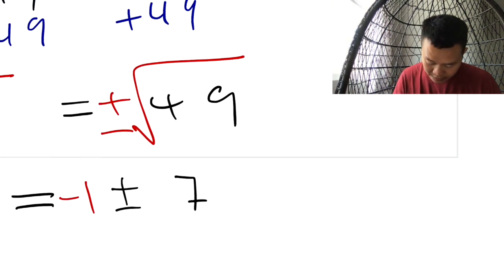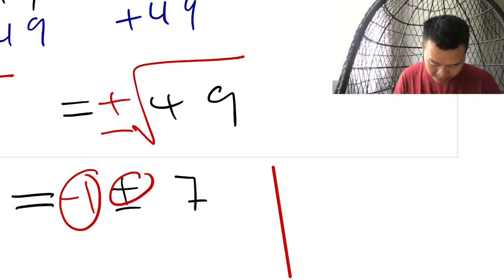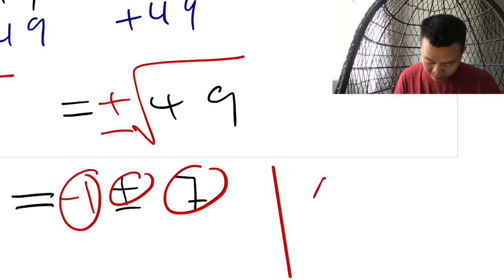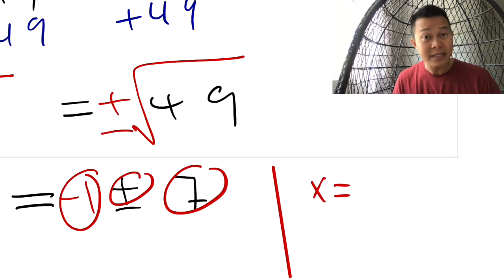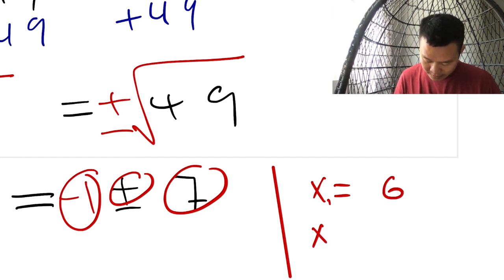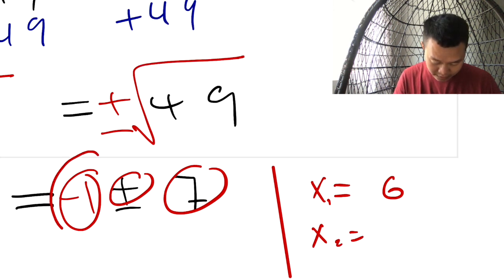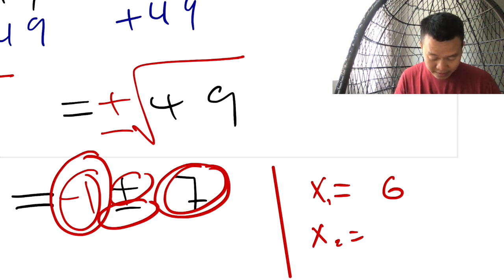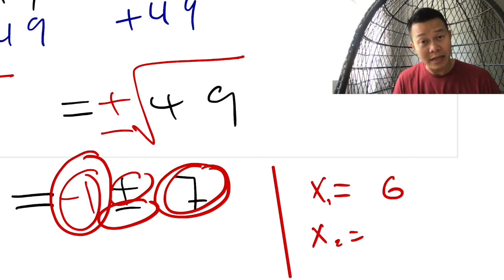So what do we get? Think. We're going to use common sense here. Negative 1 plus 7 is 6. So that's one answer. What's the other answer? Well, the other answer would be negative 1 minus 7, which is negative 8.